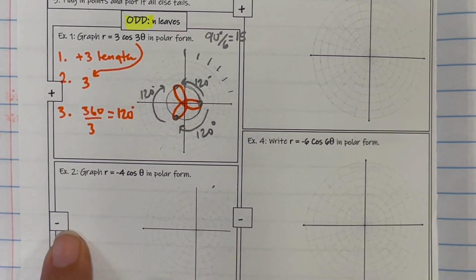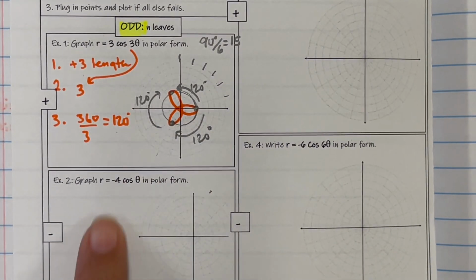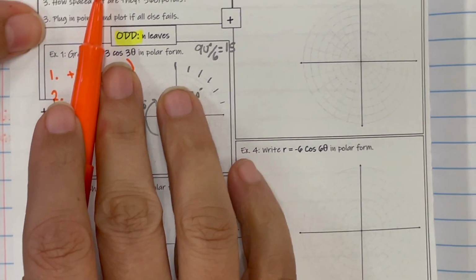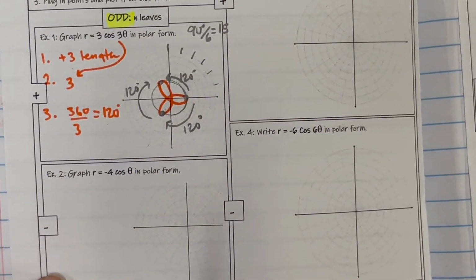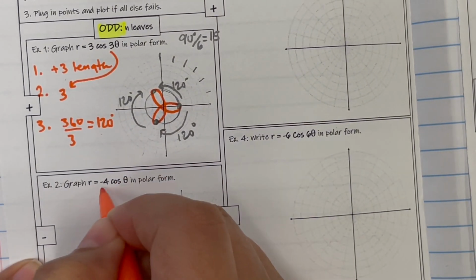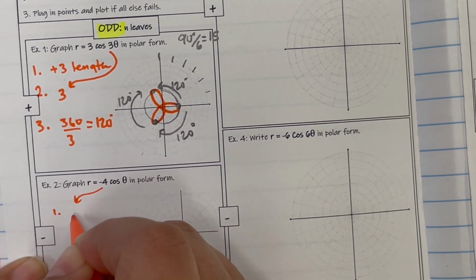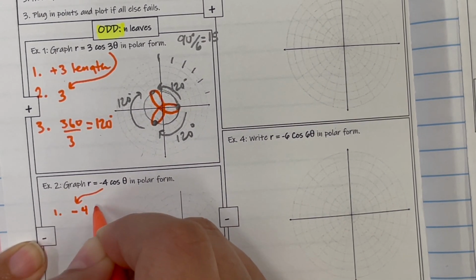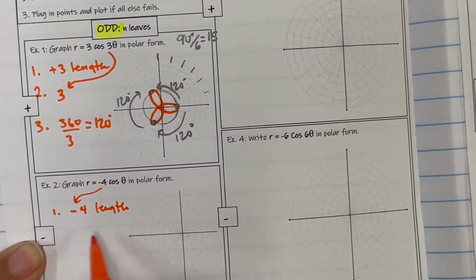Now, if r is negative but it's still odd, these are still going to be the steps. What is the length and the direction? Remember, length and direction is given by this number right here. So negative 4 is my length. And it always starts on the x-axis.